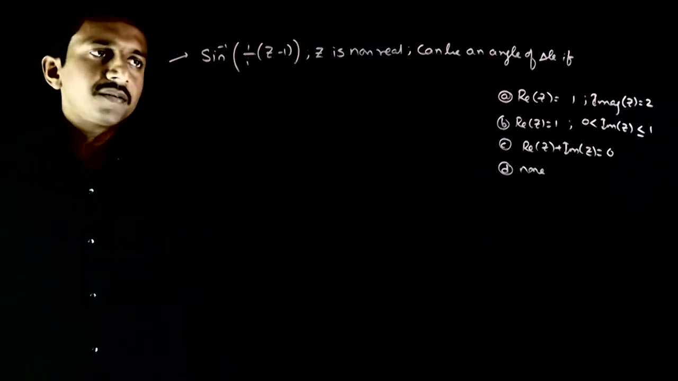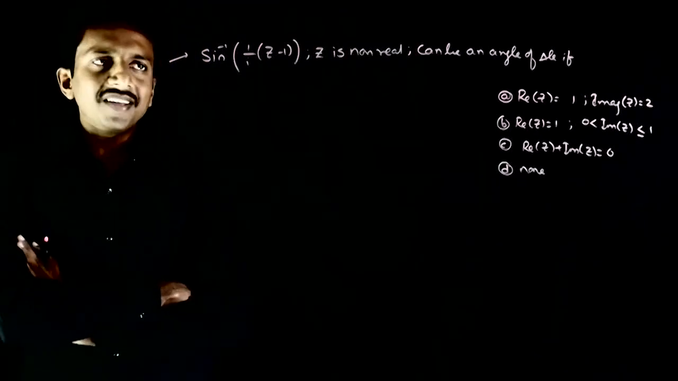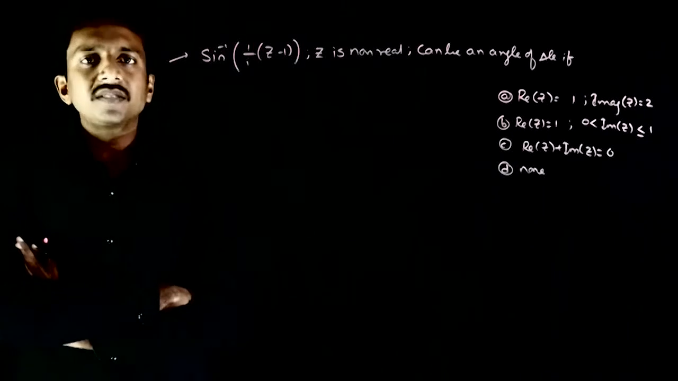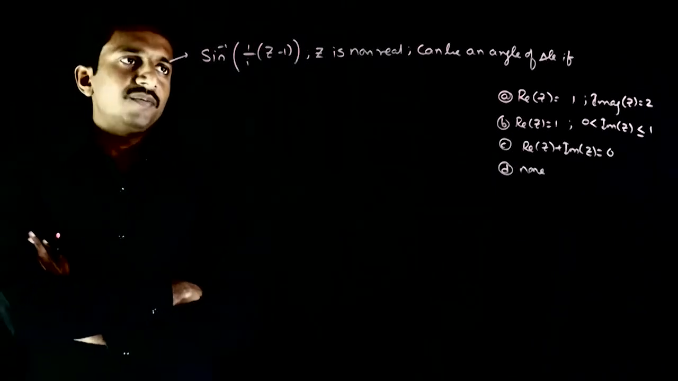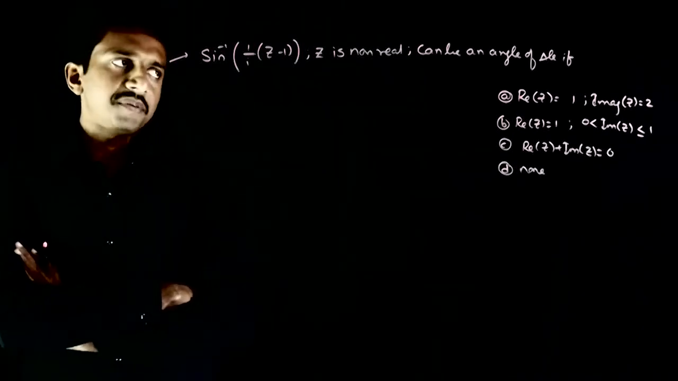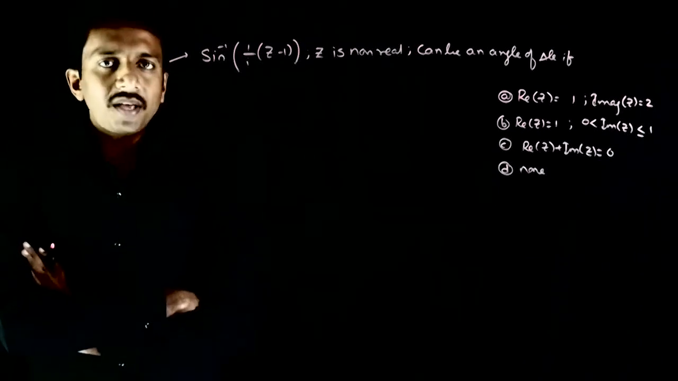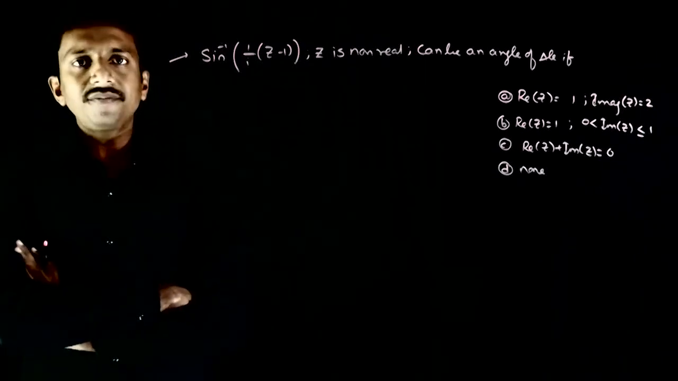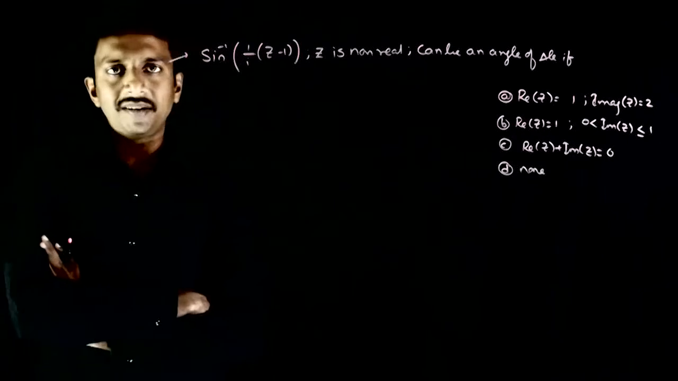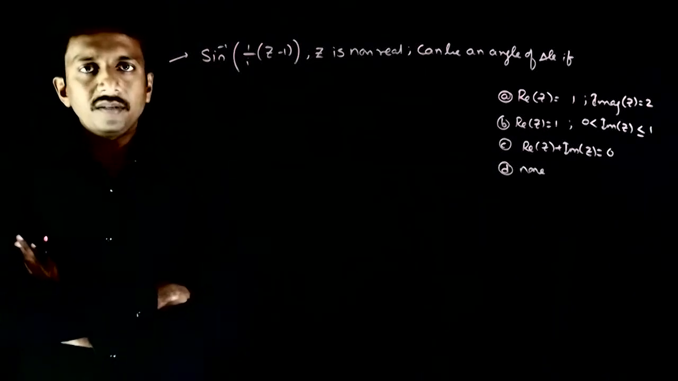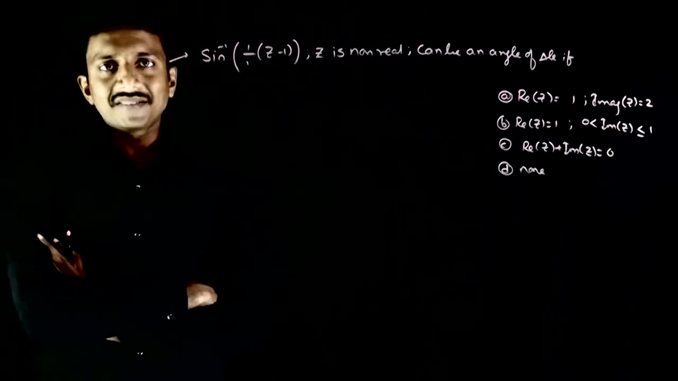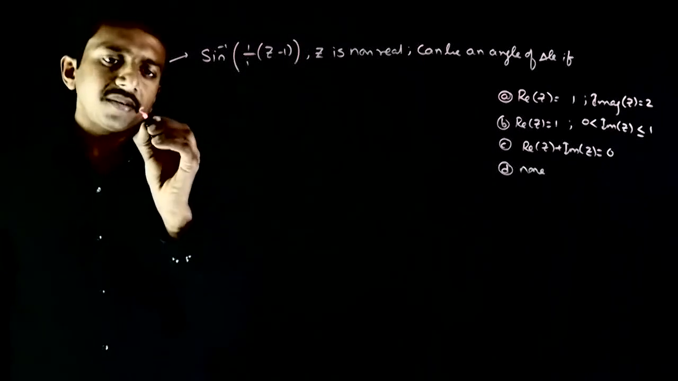So welcome students, इस क्वेश्चन में आपको दिया है sin inverse of (z minus 1)/i, where z is a non-real number, can be an angle of a triangle if which of these conditions are valid. So how do we analyze this? So can you see that?